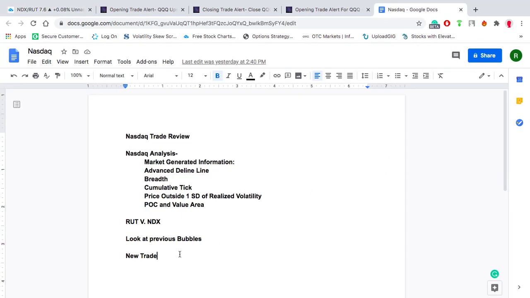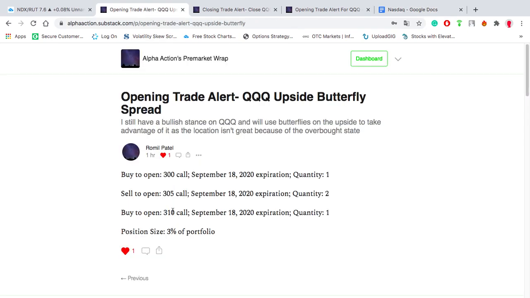Okay, so we did look at previous bubbles, new trade going forward. So the new trade, opening trade alert, QQQ, upside butterfly spread. I still have a bullish stance on QQQ, and I will use butterfly spreads on the upside to take advantage of it, as location isn't great. Again, location is not great, right? You're buying all the way up here after it's gone up 70% from the bottom. The location is not really great, and it is still in a longer-term overbought state.